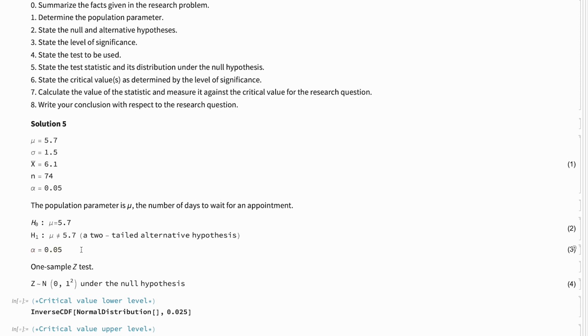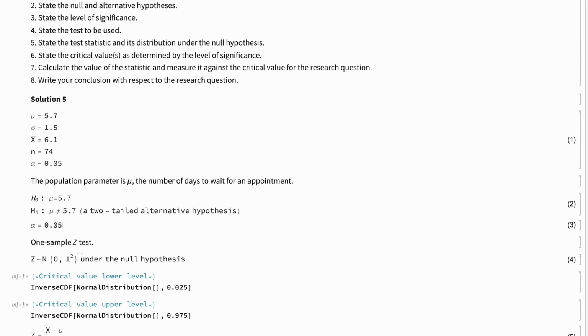What statistical test am I going to use? Well, for now in the course, we've actually only learned one test, and that is this test, the one sample Z test. I've got one sample of data, 74 data points, just a single sample of 74 values, and I know the population standard deviation, sigma, so I'm going to use a Z test.